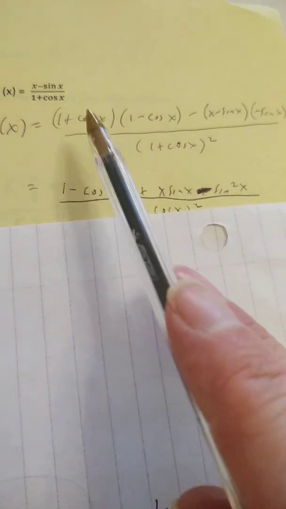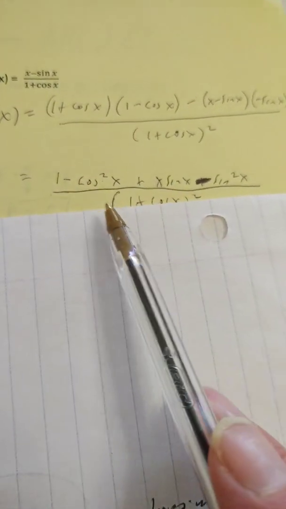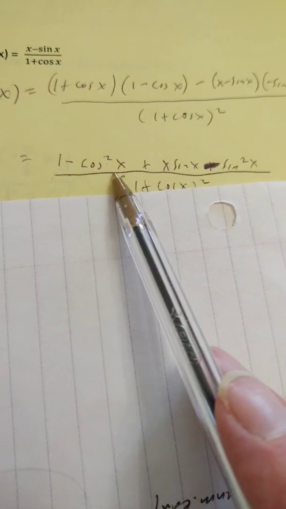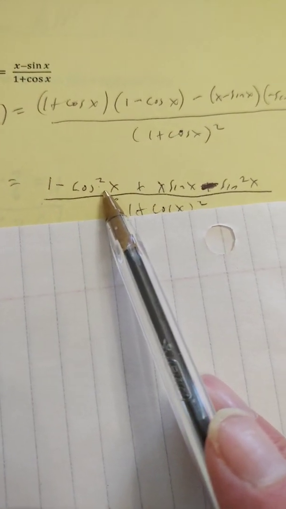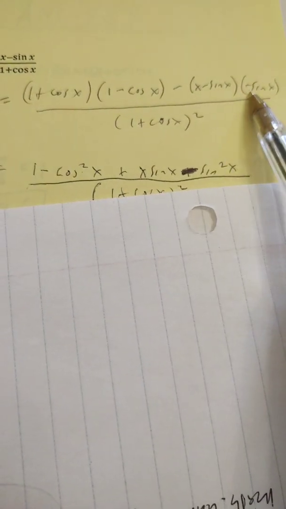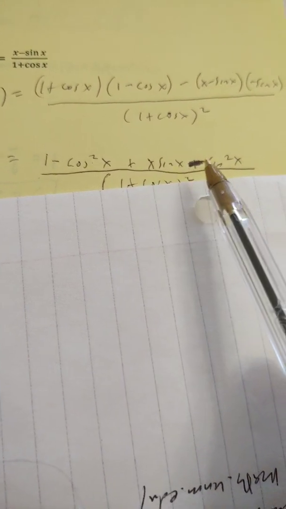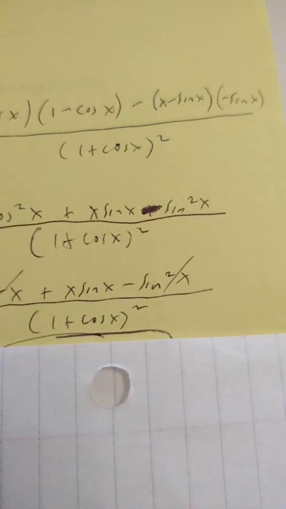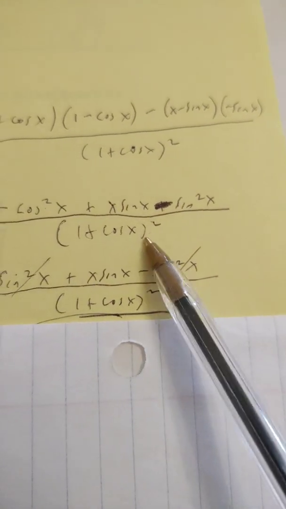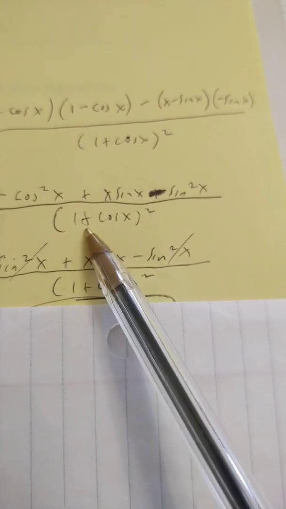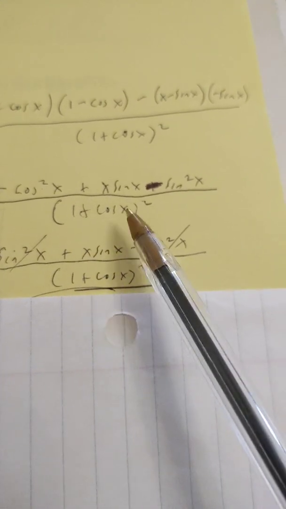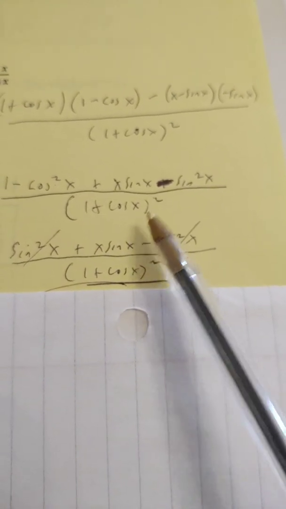And then I FOILed this out, and saving time, I used the shortcut a plus b times a minus b is a squared minus b squared. But you'd get the same answer if you FOILed it out. And then minus a negative is a plus. So plus x sine x minus sine squared x. Try not to make sign errors there. There's a bunch of ways you can do that. All over the denominator squared. Keep your denominator in factored form. Do not FOIL this out. The denominator is best in factored form.